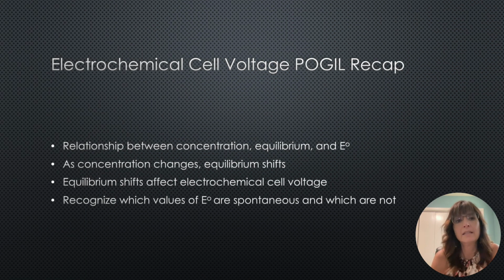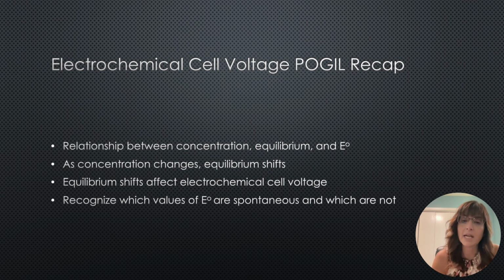Good evening, class. Let's do a quick recap of the electrochemical cell voltage POGL and what you should have gotten out of it. You should have noticed that there is a relationship between concentration, equilibrium, and electrochemical cell potential. I mean, who knew Le Chatelier was coming back, right? As the concentrations change, equilibrium shifts depending on what concentrations change. You might make the reaction go forward, it might go in reverse. And when that equilibrium shifts, it changes the electrochemical cell voltage.